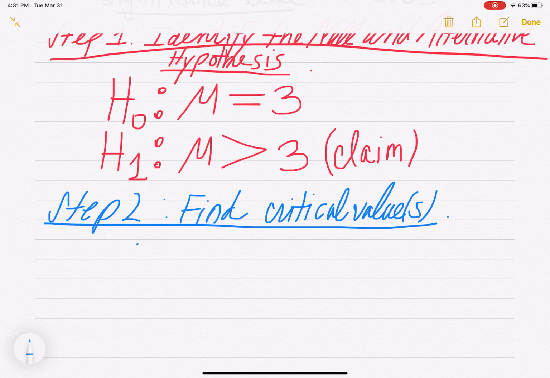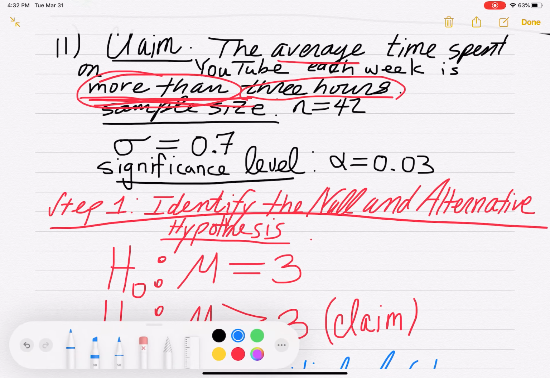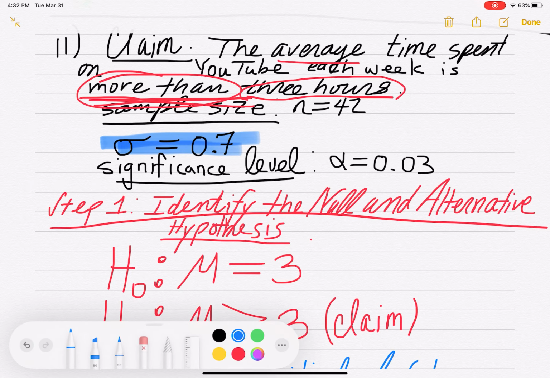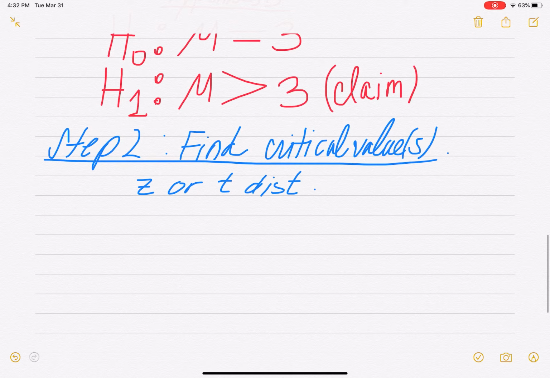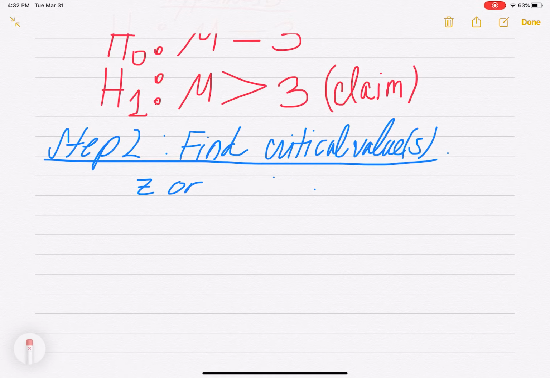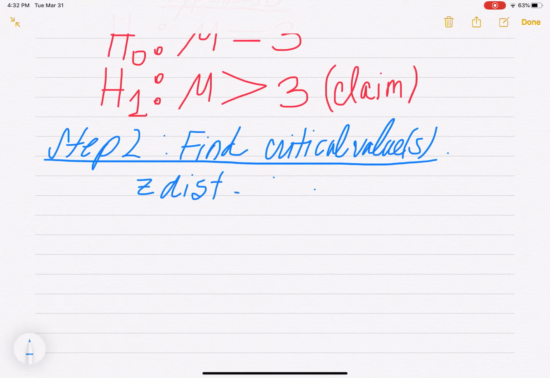So are we using a Z or T distribution here? Well, since I have the population standard deviation right here, we're going to do a Z. Let's get rid of this T. So we're doing a Z distribution.